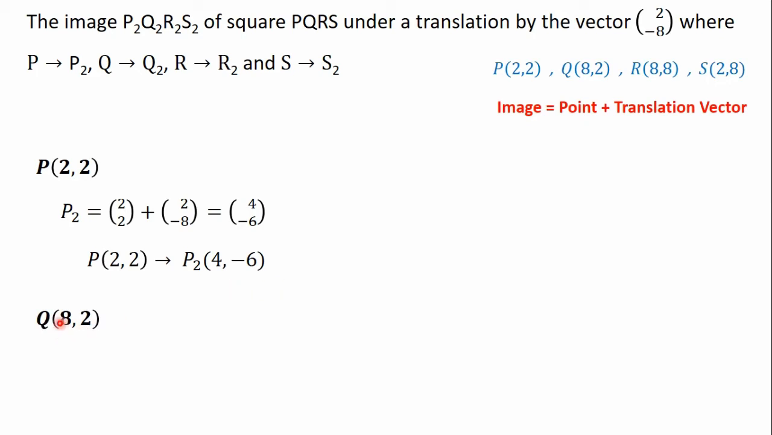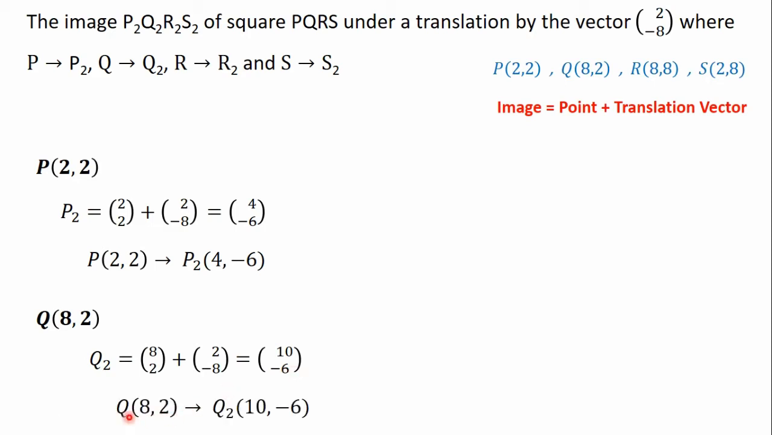Point Q has the coordinates 8, 2. So Q2, which is the image of Q, will be equal to 8, 2 plus the translation vector, which is 2 minus 8. 8 plus 2 will give us 10. 2 plus minus 8 will give us minus 6. So point Q with coordinates 8, 2 will give us Q2 with coordinates 10 minus 6.